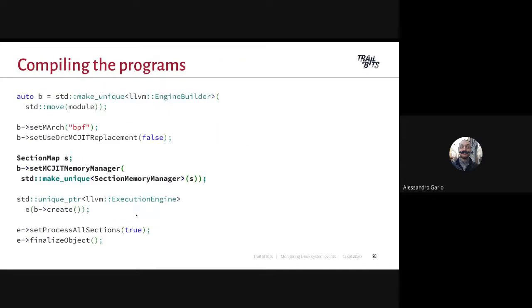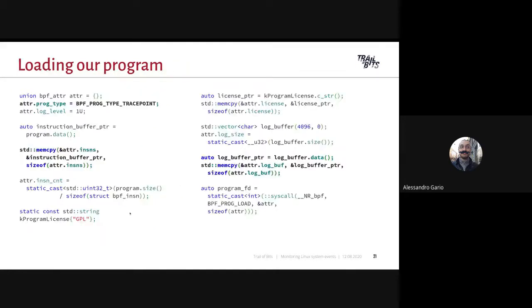Once the functions in our module have all been completed, we can compile the module. To do so, we first create the engine builder and set the target architecture to BPF. We have configured the functions so that they end up inside their own section. So we will use the section memory manager object to split the module into 2 different programs. We can now read the instructions back and load the programs.